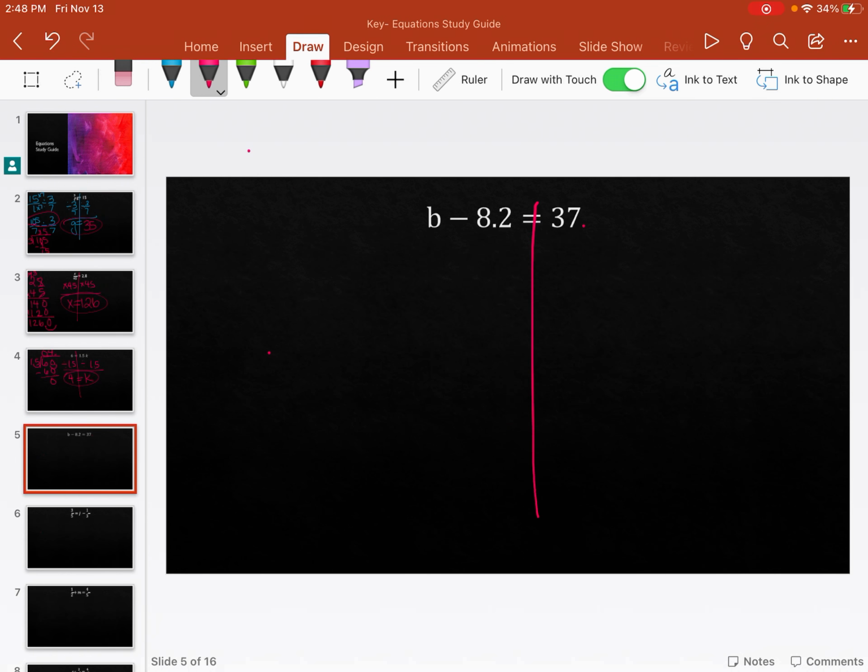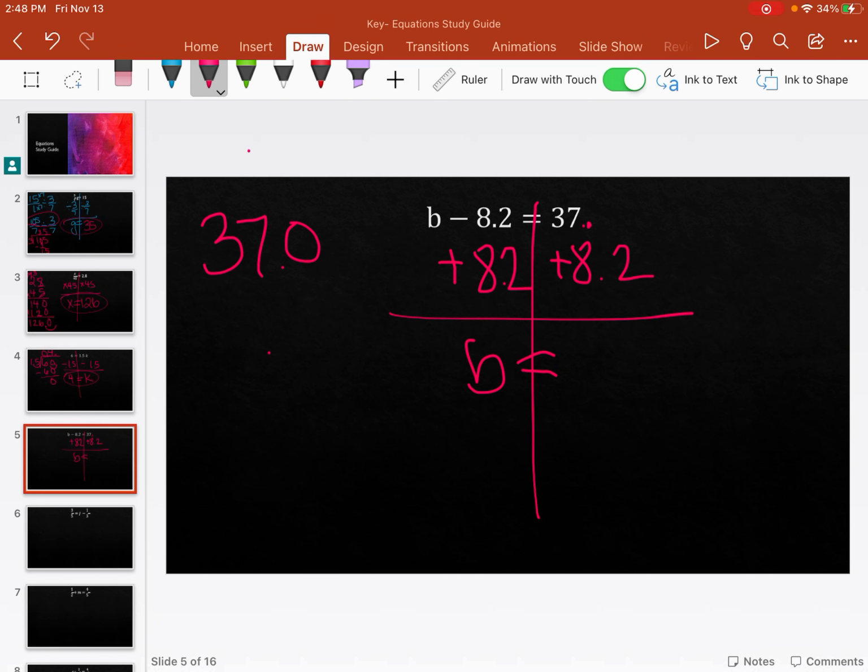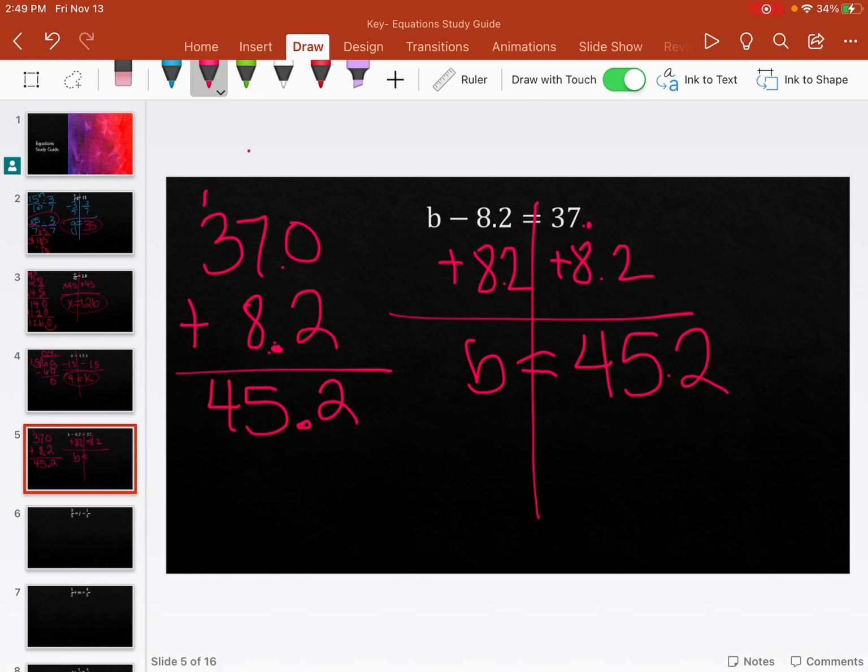For this next one, we are going to add 8.2 to both sides. Make sure you line up your decimal. Remember, your decimal in 37 is behind it. So we're going to add 2. 15, 4, bring your decimal straight down, 45.2.